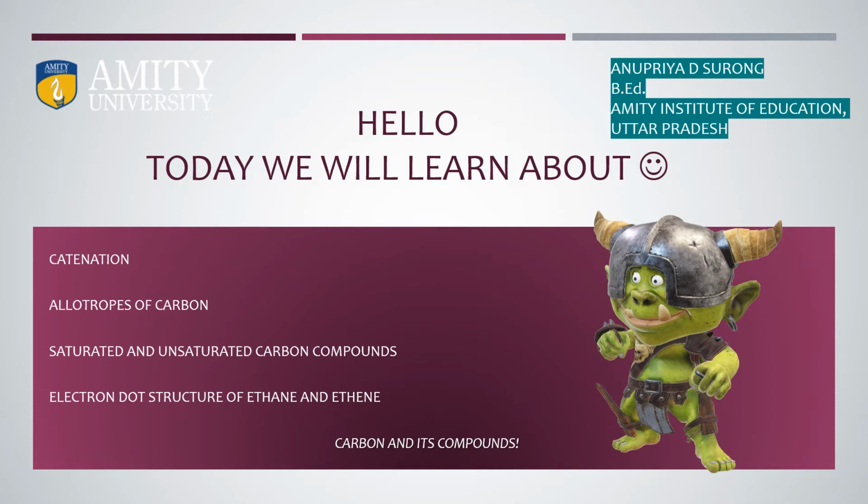Today we will learn about catenation, allotropes of carbon, saturated and unsaturated carbon compounds, taking the example of the electron dot structure of ethane and ethene.